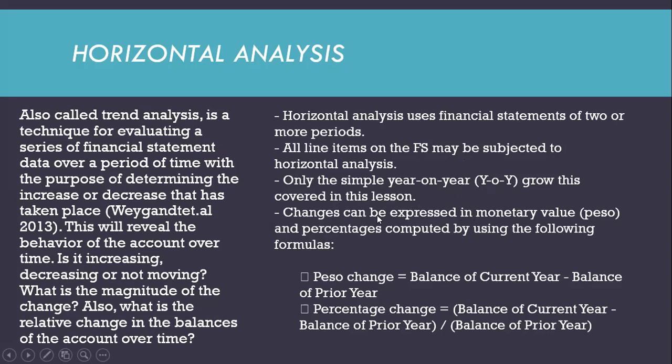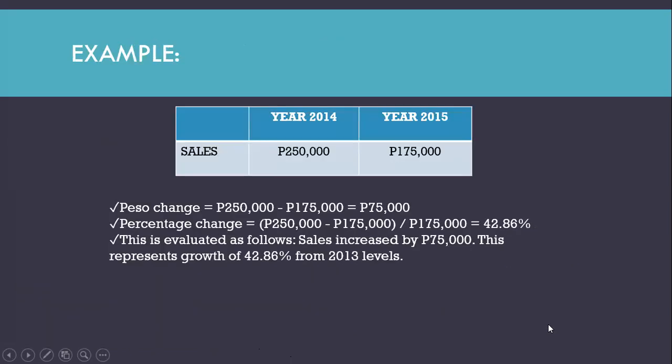Then, changes can be expressed in monetary value and percentages computed by using the following formula. Ito po yung formula na gagamitin natin to determine the horizontal analysis. Peso change is equal to balance of current year minus balance of prior year. Sa pag-compute naman ng percentage change, balance of current year minus balance of prior year, divided by balance of prior year.